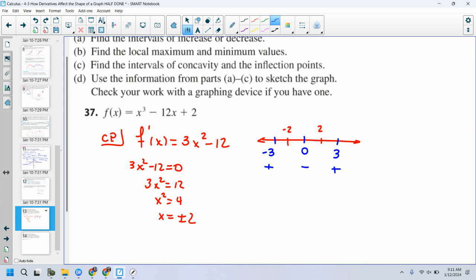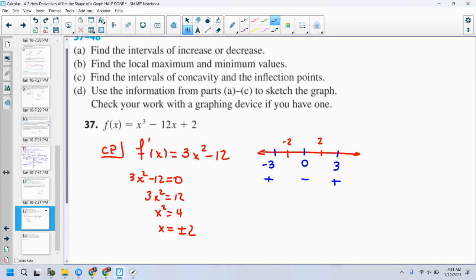So if I want to answer, find the intervals of increase or decrease. Oh, let's go back to red. Here's the answers for part A. Increase and decrease. Well, this is going to increase on the interval -∞ to -2, and also from 2 to infinity.